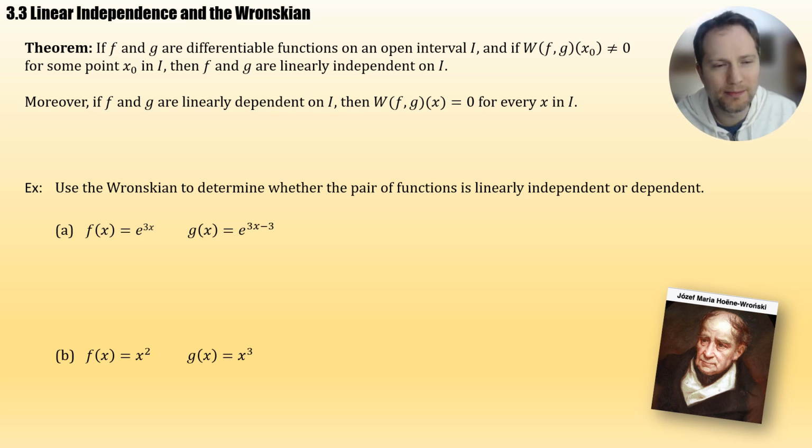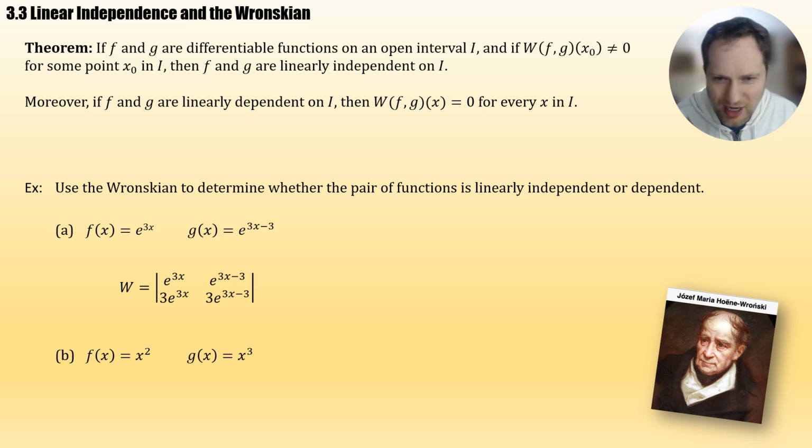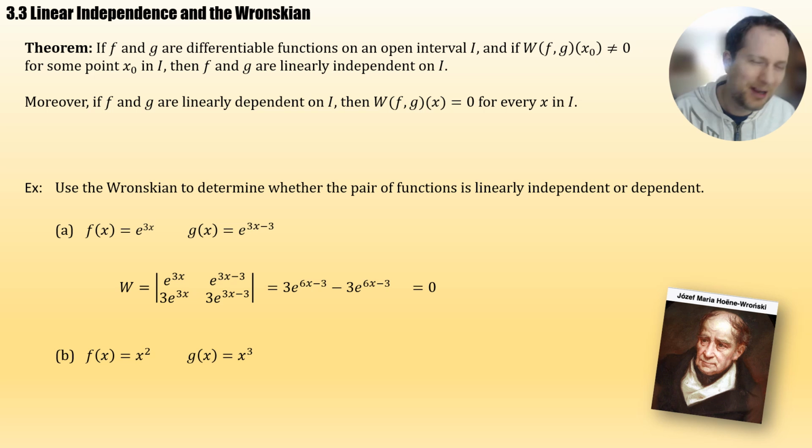In the first case, we've got the Wronskian, e to the 3x and e to the 3x minus 3. Let's set it up in our Wronskian. I've got the derivatives there using a little bit of the chain rule. And now as we go do the first diagonal, we get 3 e to the 6x minus 3, obeying our rules of exponents. And on the second diagonal, we get the same thing, and as we subtract, we get 0. Therefore, this is the case where we have the Wronskian being 0 for every value. We didn't specify an interval, but it could be the whole real line, right? And so therefore, these two functions are linearly dependent. I think maybe you already knew that, though.